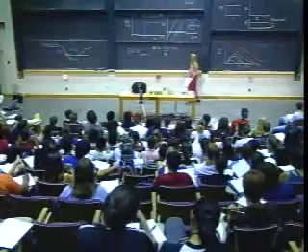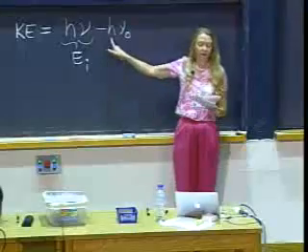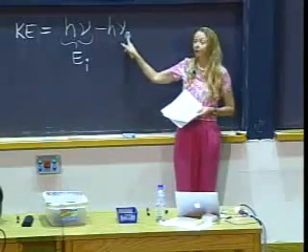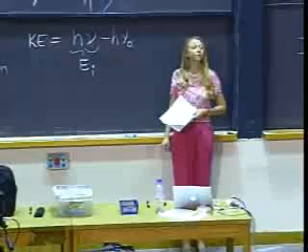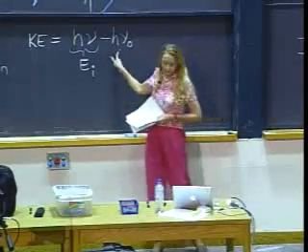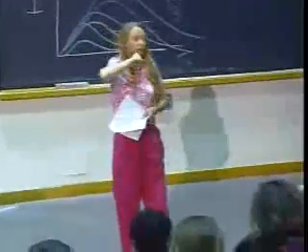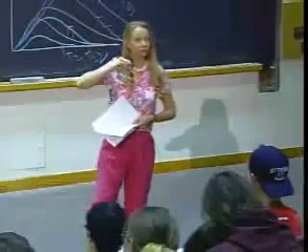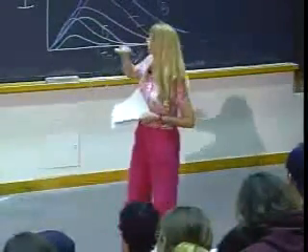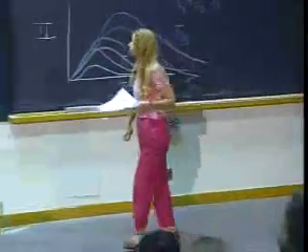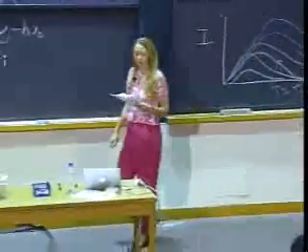Okay. Well, likewise, this h times nu naught here, that better be an energy also. And so what that h times nu naught is the threshold energy. Since nu naught was the threshold frequency, h times nu naught better be the threshold energy.